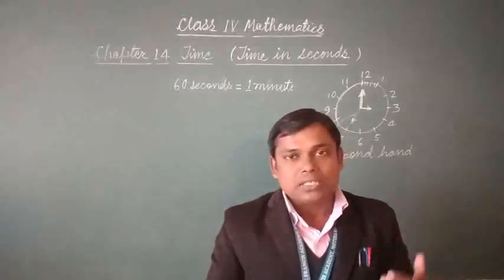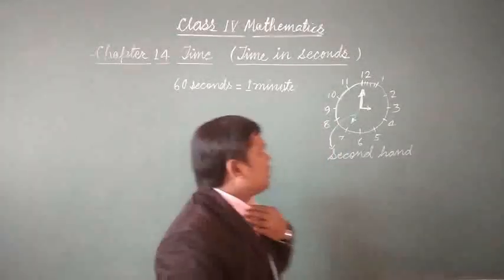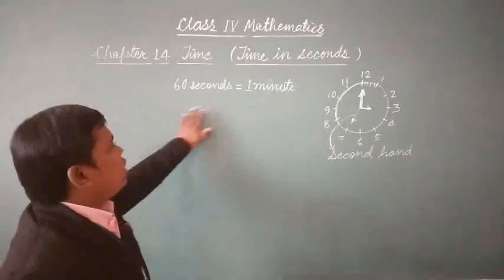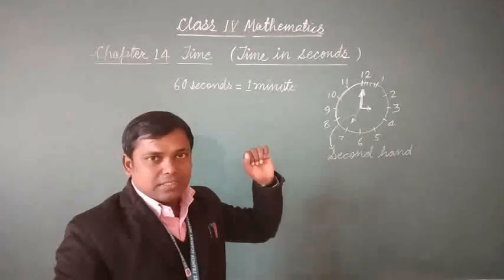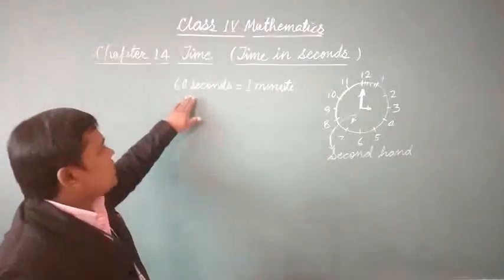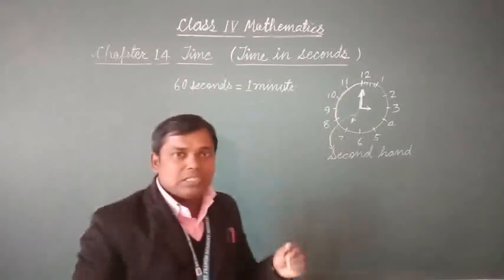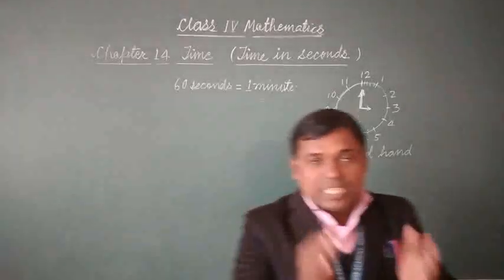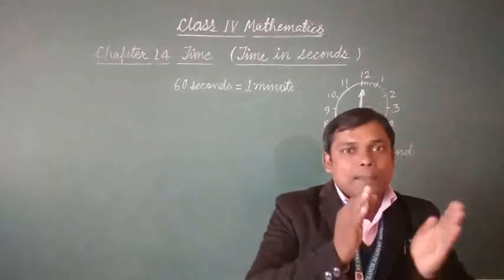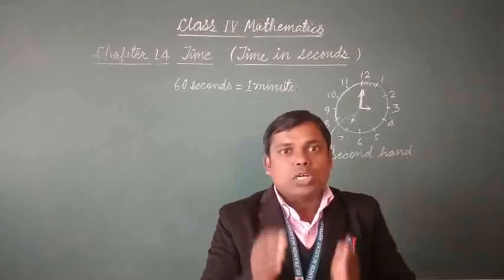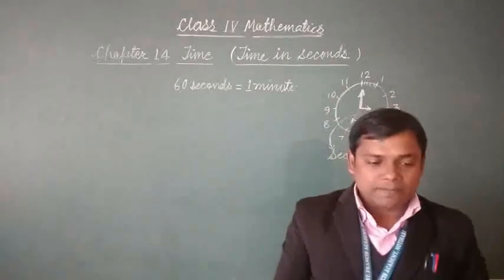And then the question comes to you, how to convert the time given in seconds into minutes. As we know, 60 seconds is equal to 1 minute. So whatever time is given in seconds, we divide that by 60 to convert into minutes.